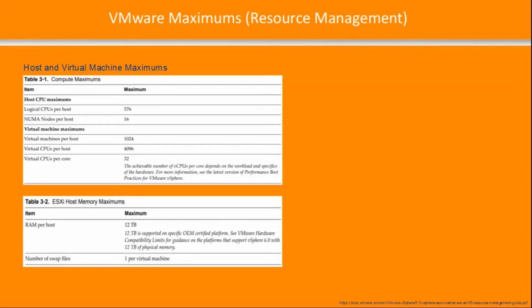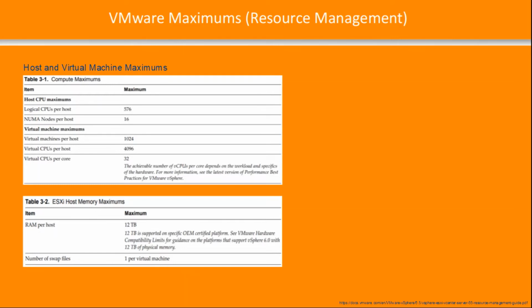Host and virtual machine maximums. Logical CPUs per host supported is 576. The maximum number of NUMA nodes per host is 16. Virtual machines supported per host is 1024, and virtual CPUs per host is 4096. Virtual CPUs per core stays at 32, and we know that a ratio of 1:32 physical to virtual, this kind of a relationship will belong to a lab environment or a development environment.